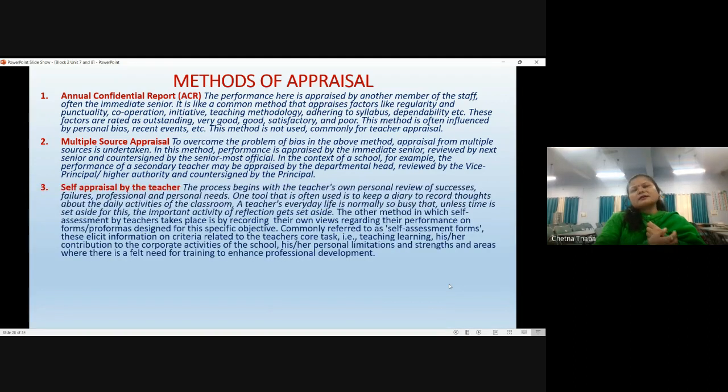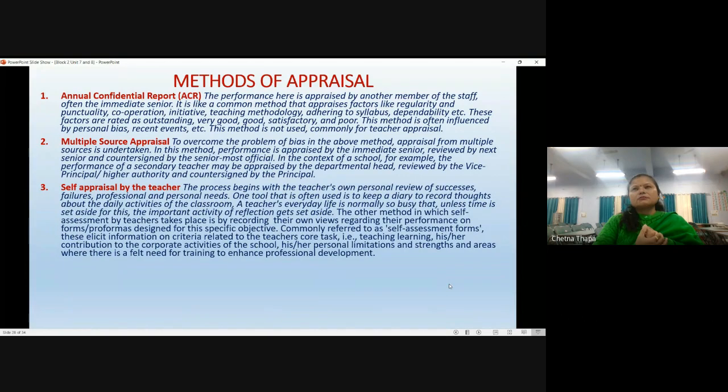Now, next is self appraisal by the teacher. The process begins with the teacher's own personal review of successes or failures, or whatever his professional and personal needs are. Because this is self appraisal, the individual is appraising himself. So what he can do is, an important tool which we usually use is that we can keep a diary and record all the thoughts about the daily activities of the classroom.